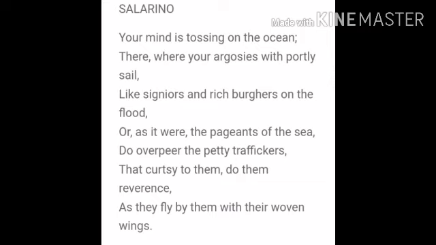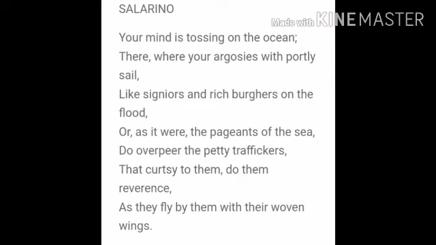So, students, let's see what Salarino says about it. You know who Salarino and Salanio are? They are all friends of Antonio. So what Salarino says is, "Your mind is tossing on the ocean, there where your argosies with portly sail, like signiors and rich burghers on the flood, or as it were the pageants of the sea, do overpeer the petty traffickers, that curtsy to them, do them reverence, as they fly by them with their woven wings."